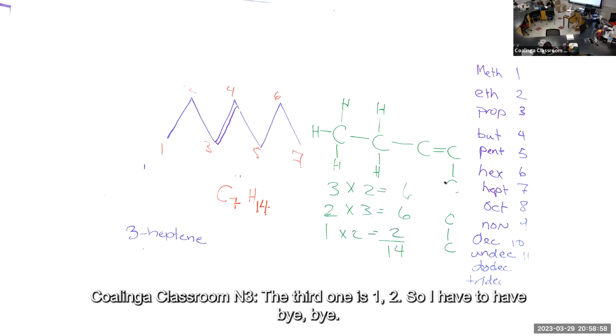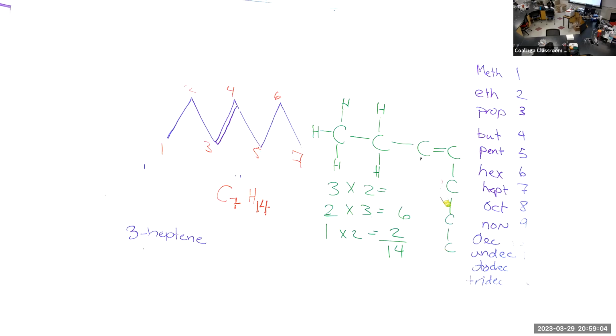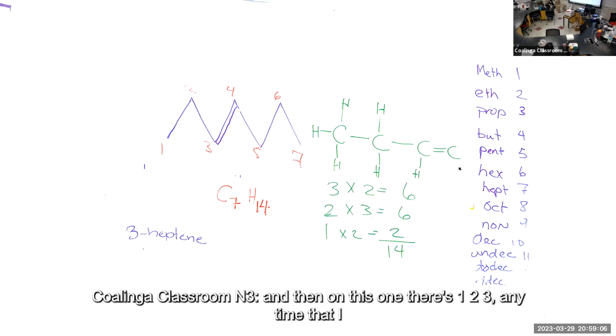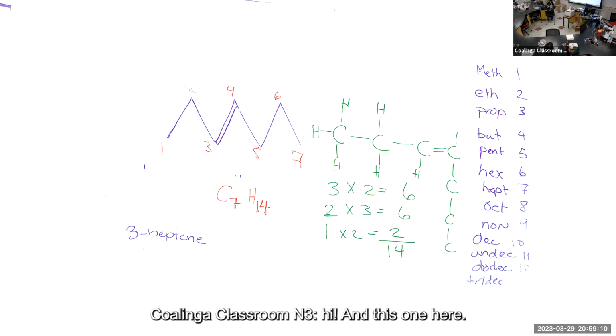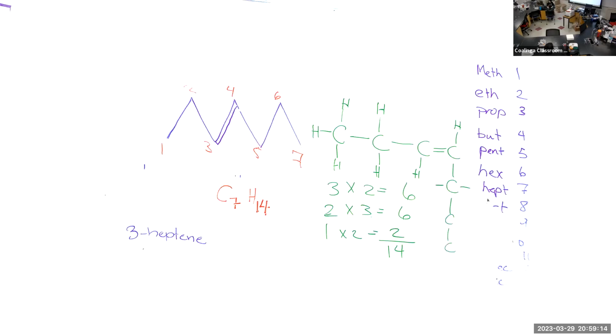Now on the third one, this is 1, 2, 3, so I have to have one more hydrogen. And on this one there's 1, 2, 3, which means I have to have 1 hydrogen. Then this one here, there's 1, 2 right here. And then this one.